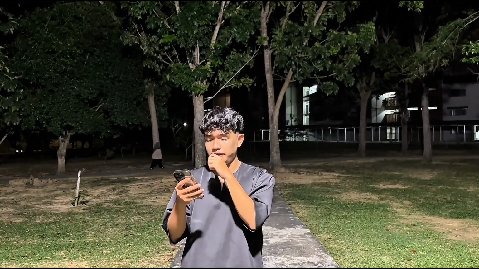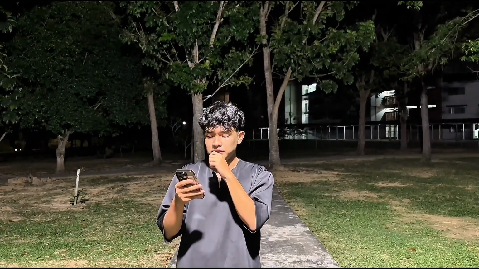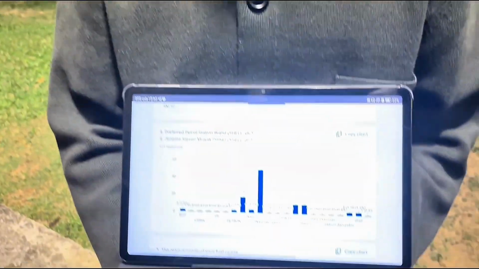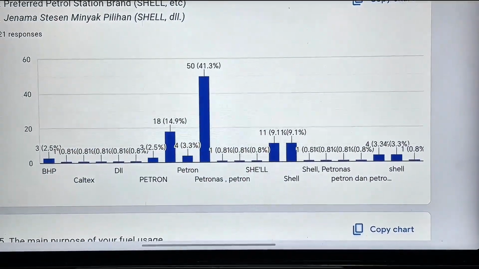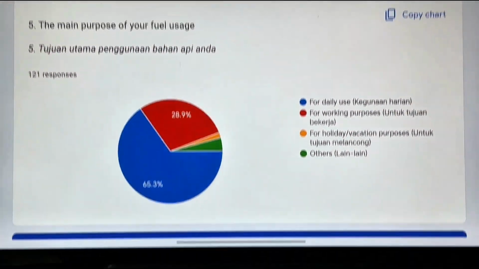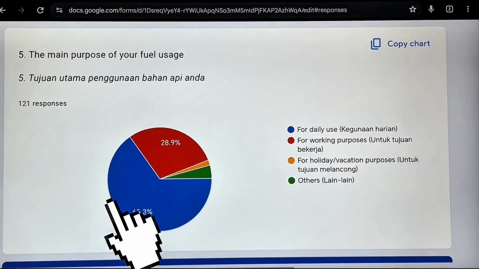This reflects the diverse vehicle types and tank capacities among the respondents. Next, we move to question 4, which is the preferred petrol station brand. We look at consumer brand preference. Petronas stands out as the most preferred brand, while Shell is the least preferred among our local community. Finally, we asked about the primary purpose of their fuel usage. The majority of the local community use it strictly for daily use, followed by working purposes, and the minority use it for their daily lifestyle.